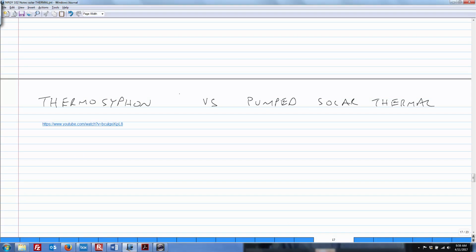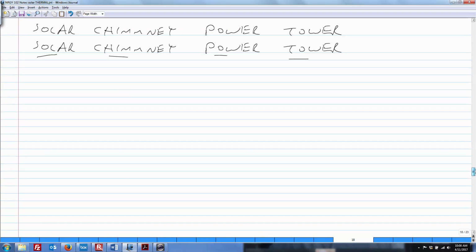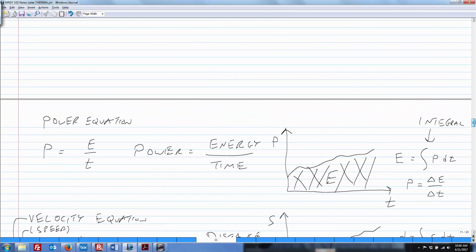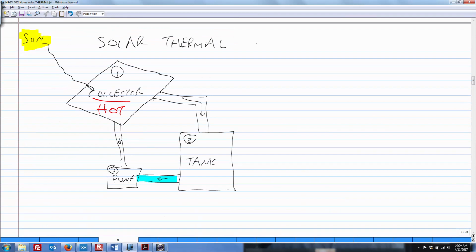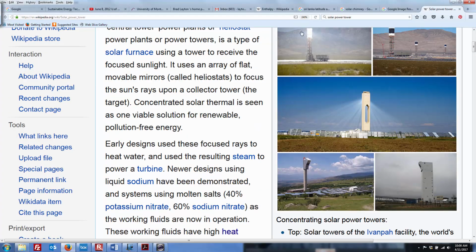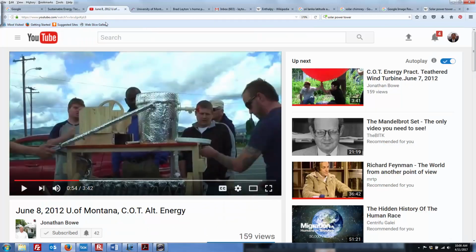All right, so thermal siphon versus a pumped solar thermal. Now, we already covered this before with the components up here. If you remember, we did solar thermal. This is pumped. But if we go out, let's look at this.